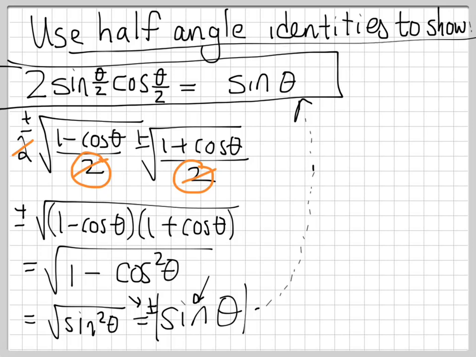And so that's it. So remember, use the half-angle identities whenever you want to double an angle, as opposed to using the double angle identities whenever you want to replace an angle with half of an angle.